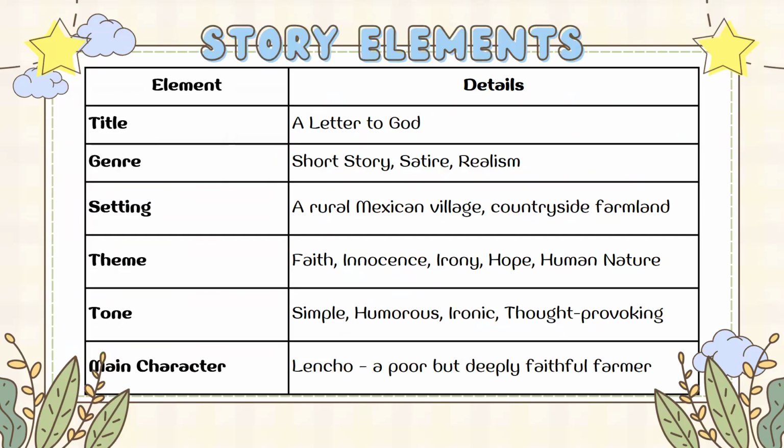This story is a classic example of realistic fiction with a touch of satire and irony. It's set in a rural Mexican village with simple people, simple lives, and simple yet strong beliefs. The main character is Lencho, a poor but hardworking farmer who believes in God with an almost childlike faith. The tone of the story moves between serious, humorous, and ironic, making it a great study piece for your exams.